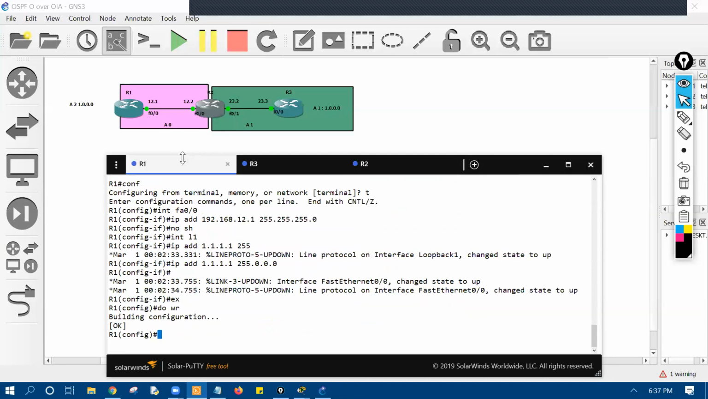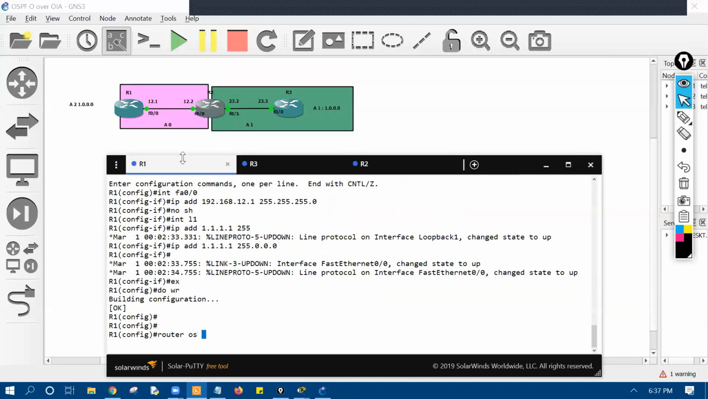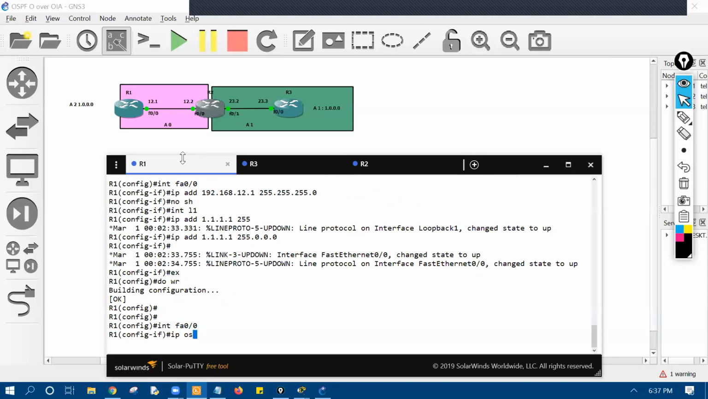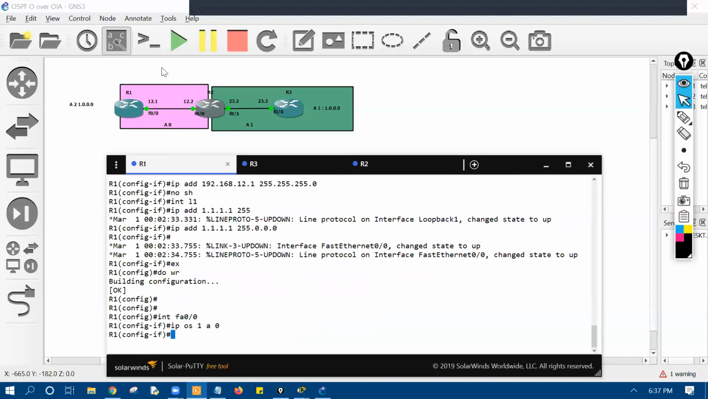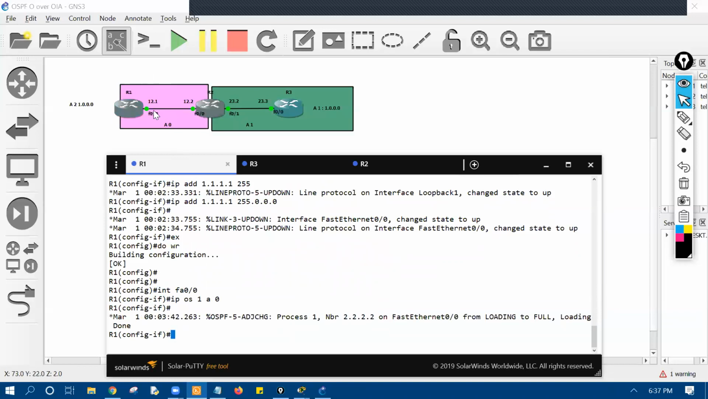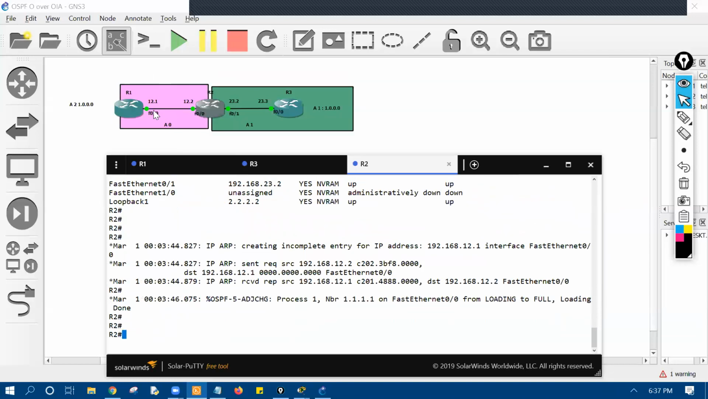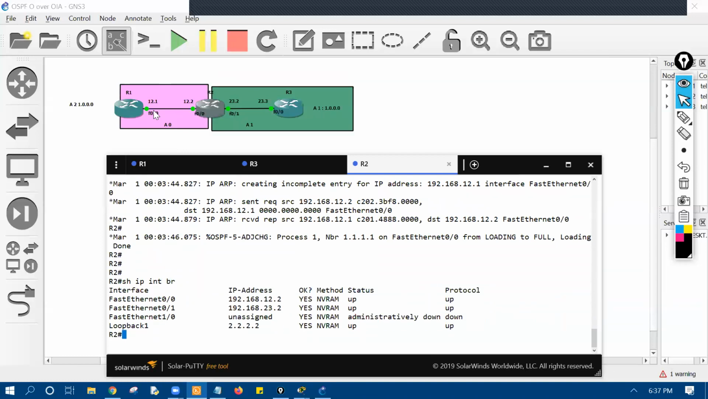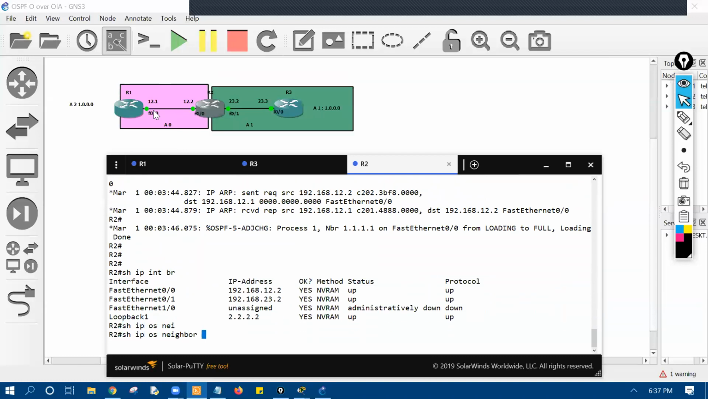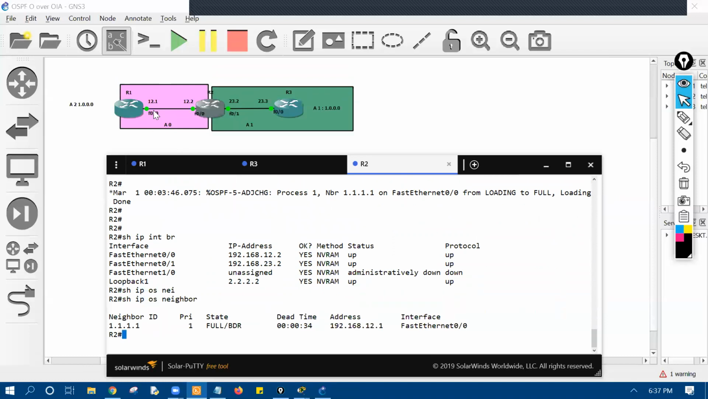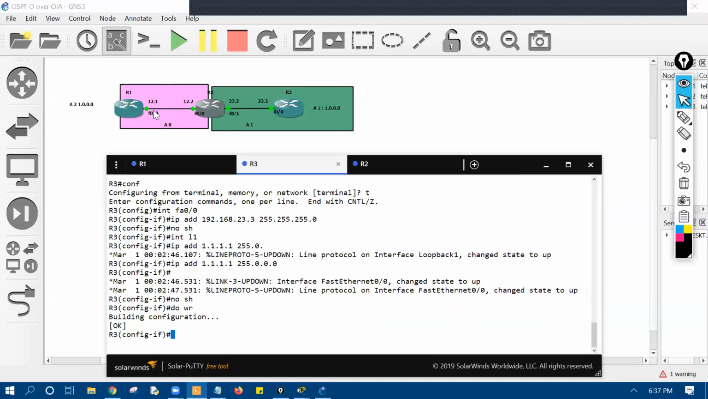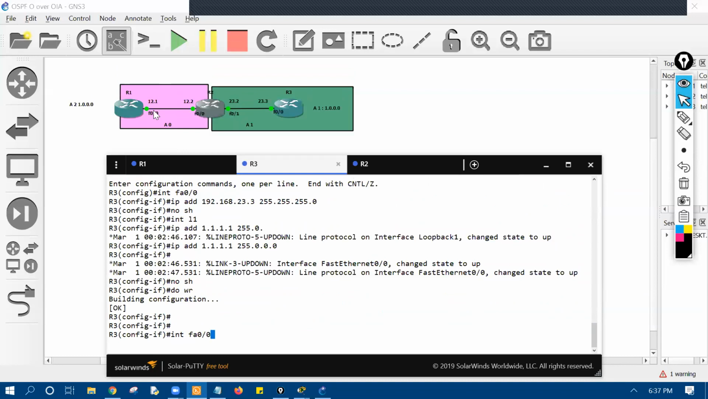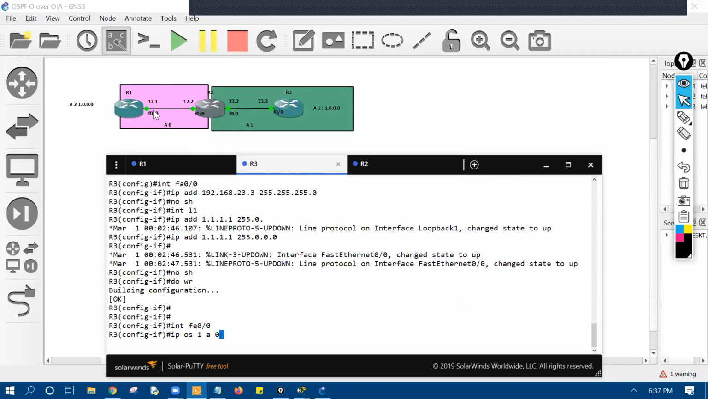So what I can do over there, I'm just going to configure router OSPF number 1. Okay, interface 0/0 IP OSPF 1 area 0, right? This interface. Let's go now to R2. Okay, R2 has found the neighborship. Perfect. Show IP interface brief. Show IP OSPF neighbor. And what I can do on R3 as well: interface 0/0 IP OSPF 1 area 0. Done.